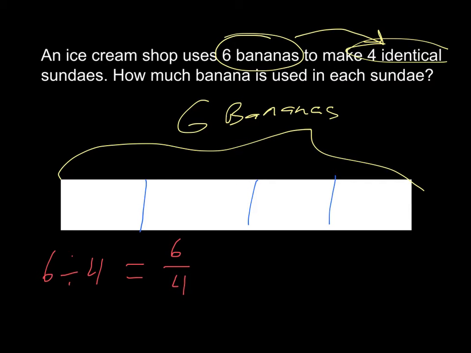6/4. 6/4, when I simplify, 4 goes into 6 one time, and I have 2/4 remaining, which I can simplify again to have 1 1/2. So I have 1 1/2 bananas per sundae. Let's look at the next problem.